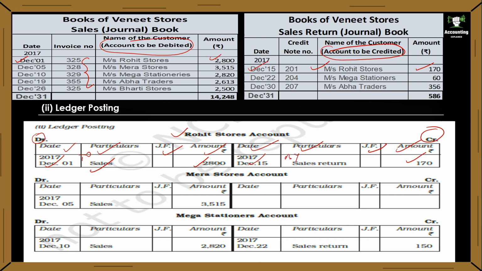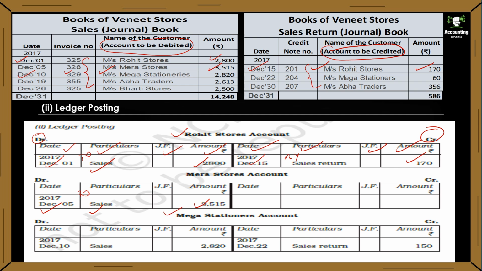Next, Mira Stores, rupees 3515. Amount to be debited on December 5. Mira Stores, to sales, 3515. Is there any sales return for Mira Stores? No. So, no sales return for Mira Stores.